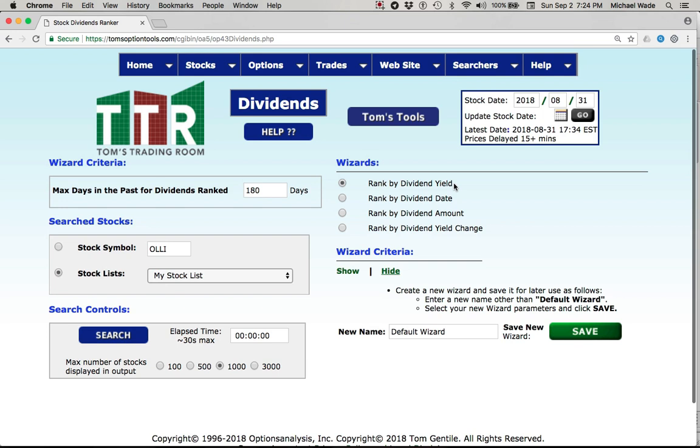All right, you can also rank by dividend date. Those are the payout dates. So if you want to see the dividends that are coming up the soonest, you can rank by that. You can also rank by the dividend amount, the actual dollar value of the dividend, and then you can also rank by the dividend yield change. That's useful if you're looking for companies that have an increasing dividend yield, although I want to show you that that's not necessarily a good thing. I'll distinguish that in just a moment.